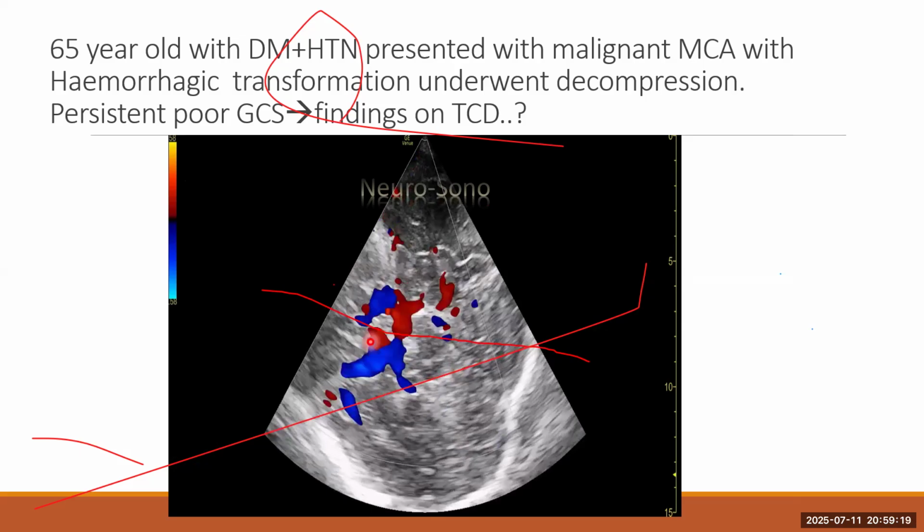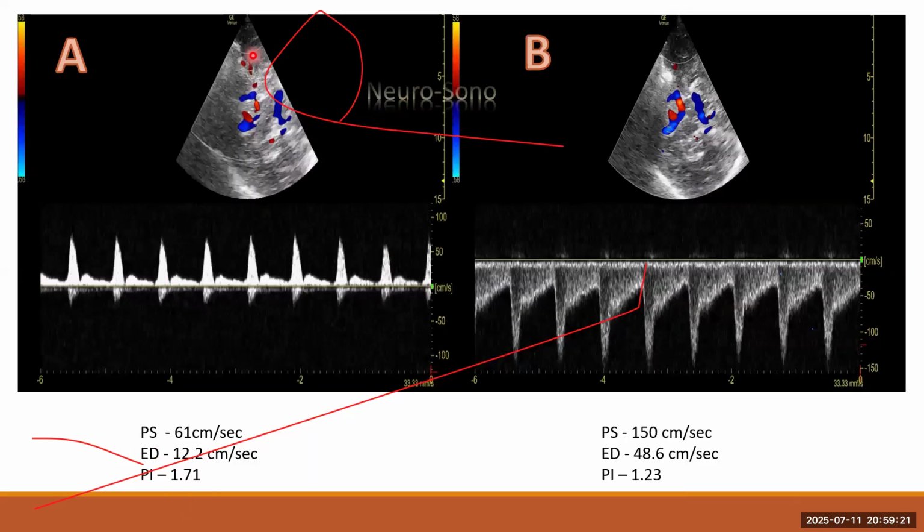When we insonate through the same window, the ipsilateral side showed a peak systolic velocity of 61, end diastolic velocity of 12.2, and a PI of 1.71. Whereas on the contralateral side through the same window, where the pulsatility or blinking nature was way lesser, the peak systolic velocity is 150 and the end diastolic was much higher, 48, and the PI was much lower.